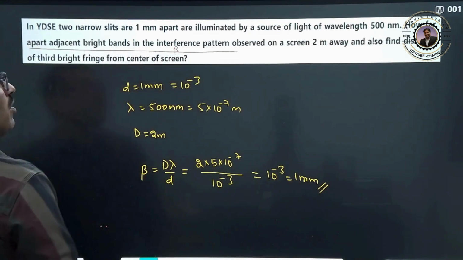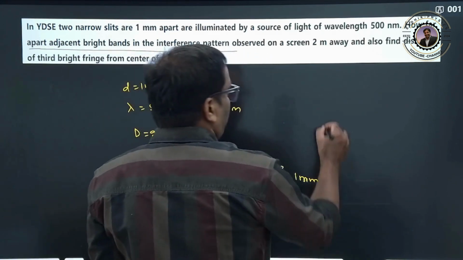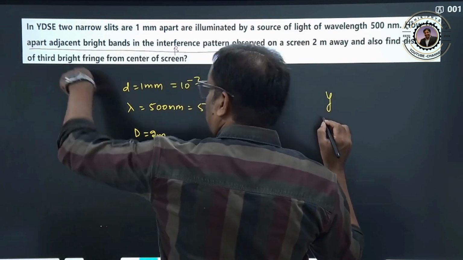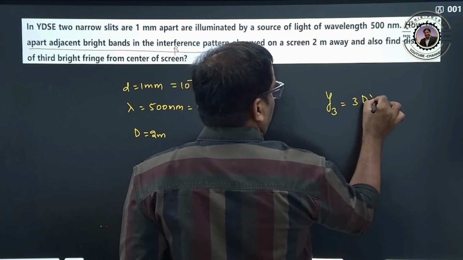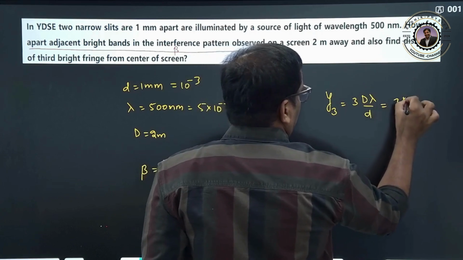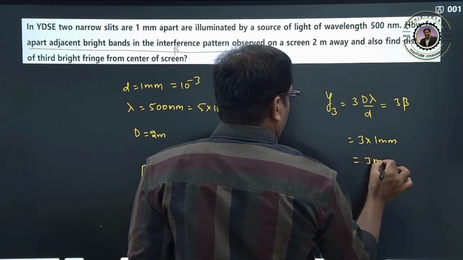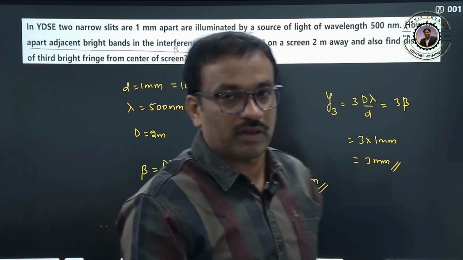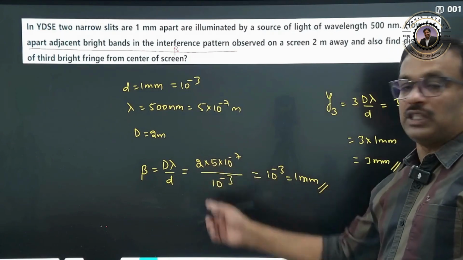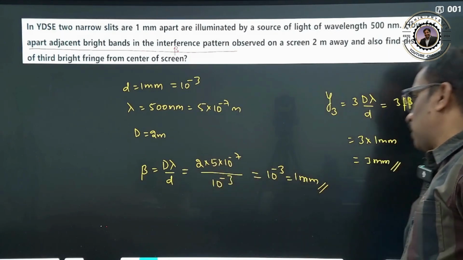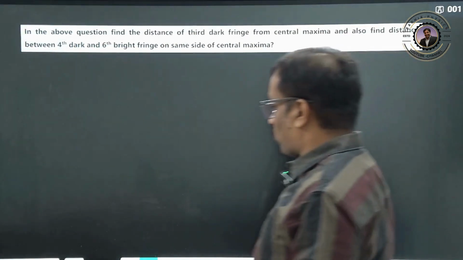Also find the distance of the third fringe from the center of the screen. The third bright fringe is asked, so 3 into D lambda by d, which is 3 into beta. So 3 into 1 mm, it is nothing but 3 mm will be the answer for this. Be careful how we got these formulas, because of the theory. So just go through the theory, then you can come to know this. Let us see one more question.